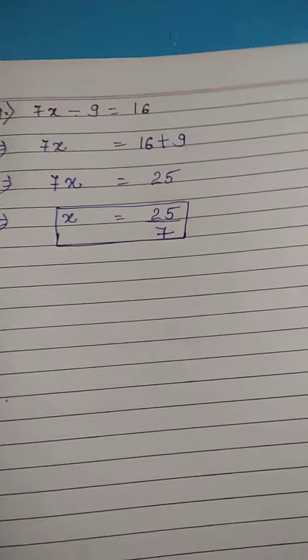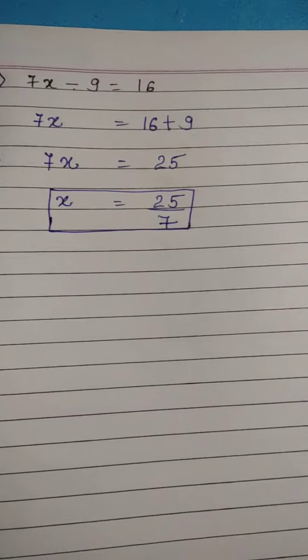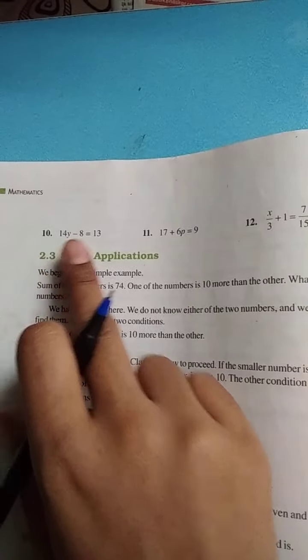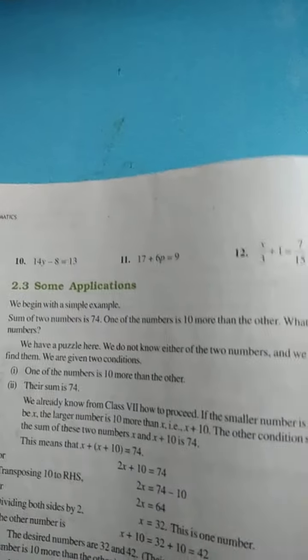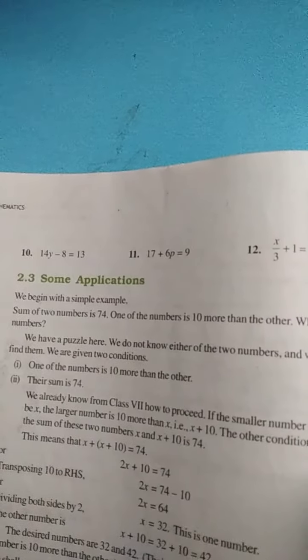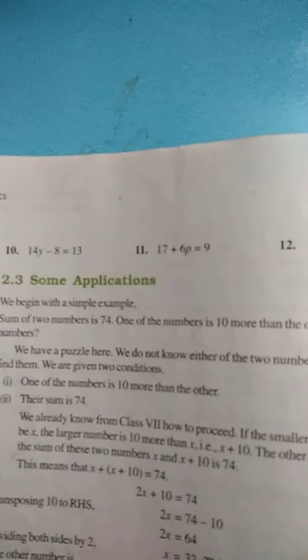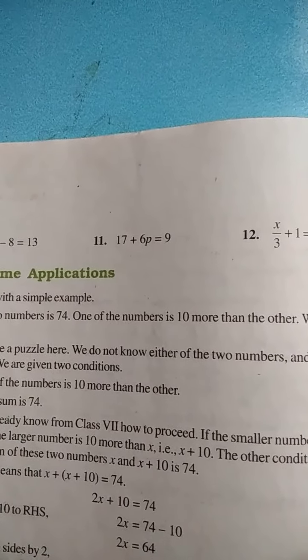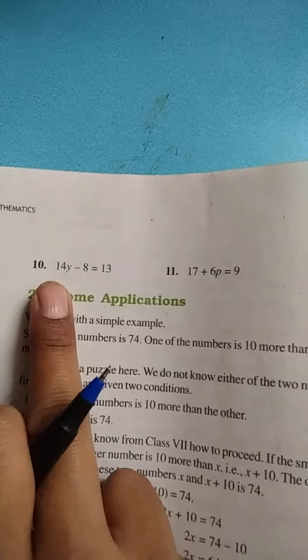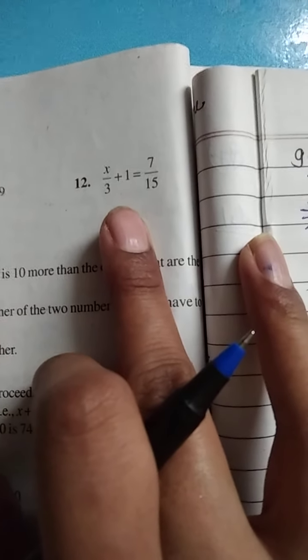After completion of this question, we are moving on to the next question, that is question number 10. Now as you can see here, question numbers 10 and 11 are the same as question number 9. Here 14y minus 8 is equal to 30, and question 11 is 17 plus 6p is equal to 9. So these 10 and 11 are your homework, and I am moving on to question number 12.